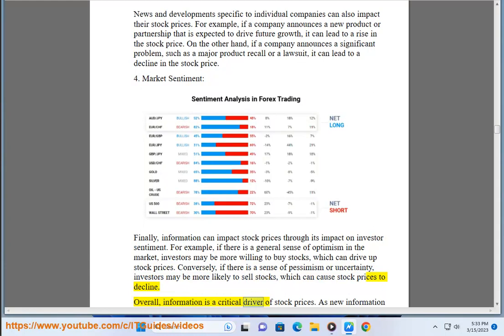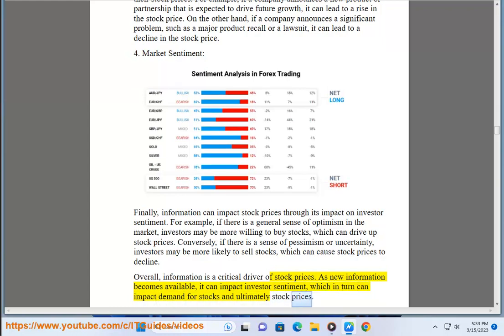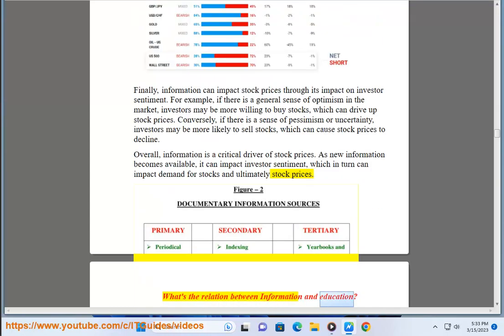Overall, information is a critical driver of stock prices. As new information becomes available, it can impact investor sentiment, which in turn can impact demand for stocks and ultimately stock prices. What's the relation between information and education?